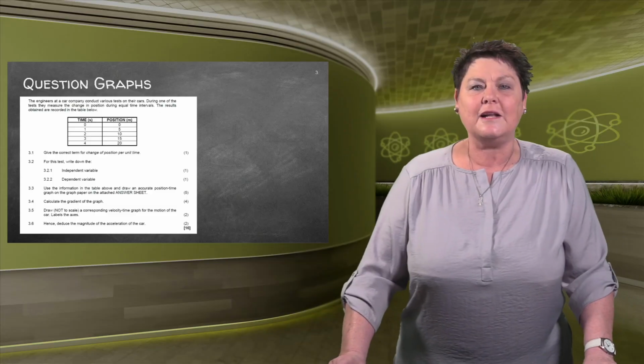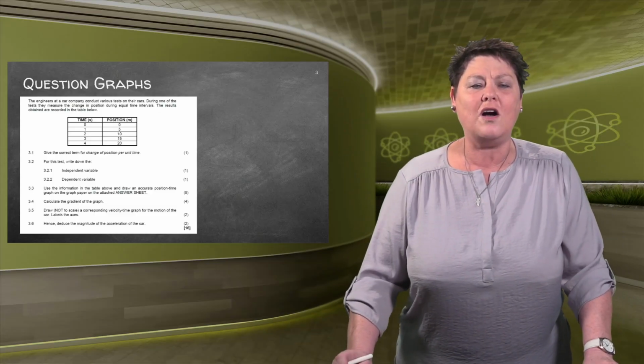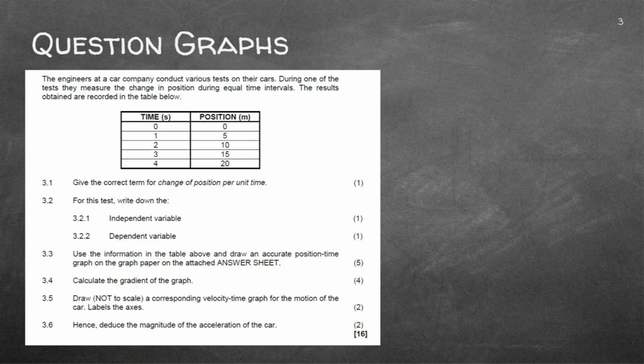One of the questions that was put in one of the exams was: the engineers at a car company conduct various tests on their cars. During one of these tests, they measure the change in position. So change in position already says to you, I'm going to have the first graphs. And they took equal time intervals. Now they plotted this in a table, so you have time in that column and position in that column.